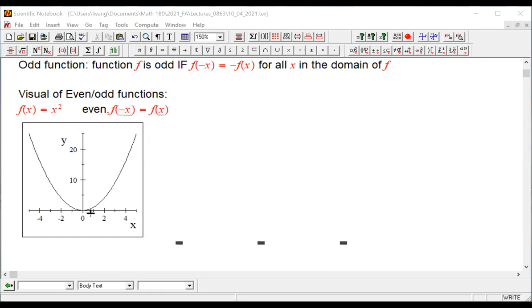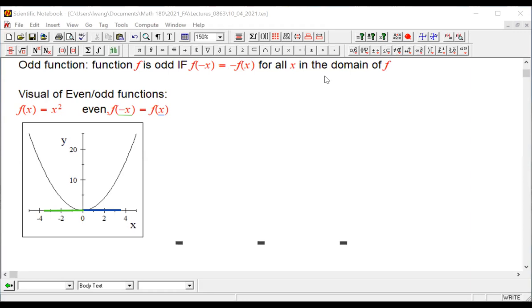For the blue x, suppose this is x. What is negative x? If x is blue, negative x, suppose I use green. The green is the opposite of x, so it's going to be on this other side. The blue and green are opposite numbers. That's what it means: the inputs are opposite to each other. You follow me?